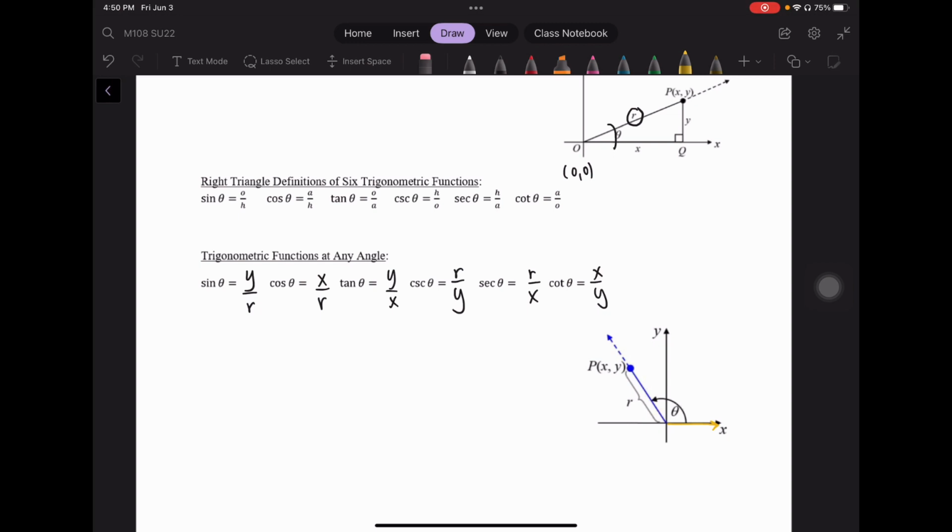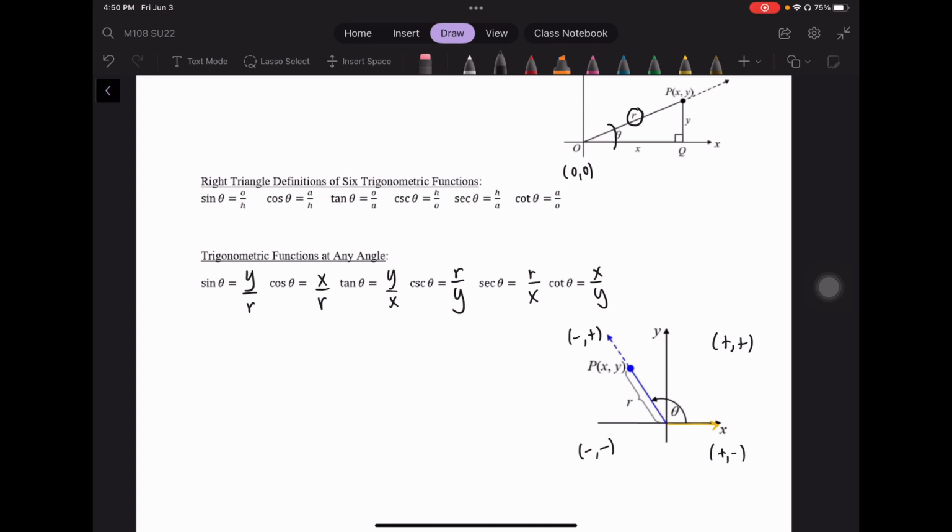The signs of the trigonometric function then depend on where you are in the quadrants, because this is now saying that theta is not just going to be contained in quadrant 1, which is all positive. So P could be in quadrant 1, 2, 3, or 4. And we know that in quadrant 1, x and y are both positive. But in quadrant 2, x is negative and y is positive. In quadrant 3, both x and y are negative. In quadrant 4, x is positive and y is negative.